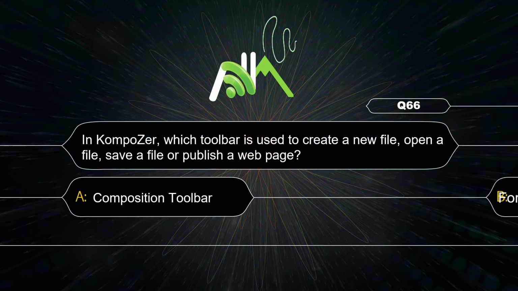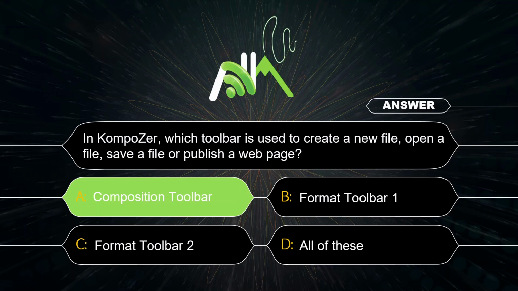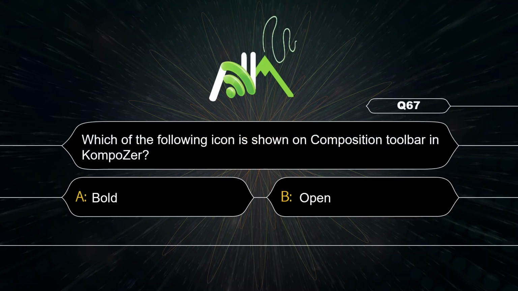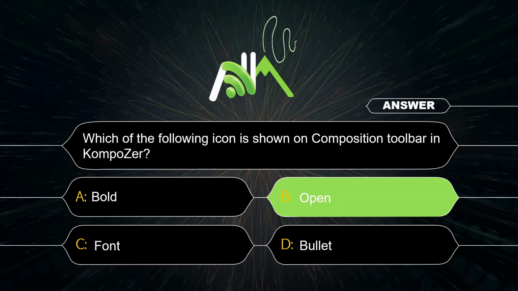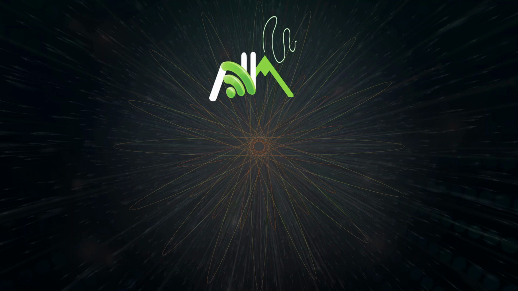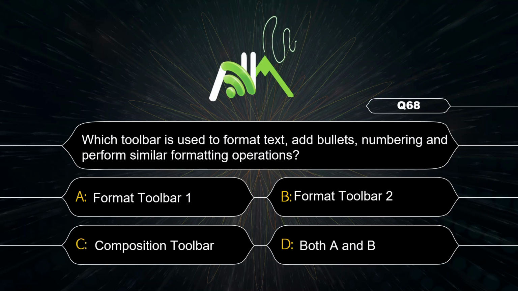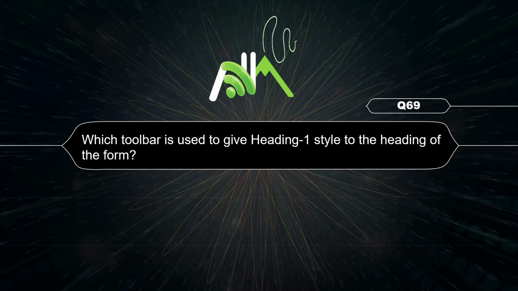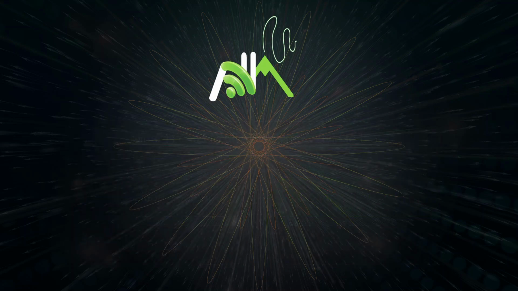Which toolbar is used to create a new file, open a file, save a file, publish a file? That is the composition toolbar, option A. The following icon is shown on the composition toolbar. So here we can see open or save. So the correct answer is B. Sometimes the question may say saved, so that is also correct. To format text, add bullets, numbering and similar formatting operations, that is both A and B. To give heading 1, we have to go with formatting toolbar 1. Here we have to change the heading, so we have to go with formatting toolbar 1.